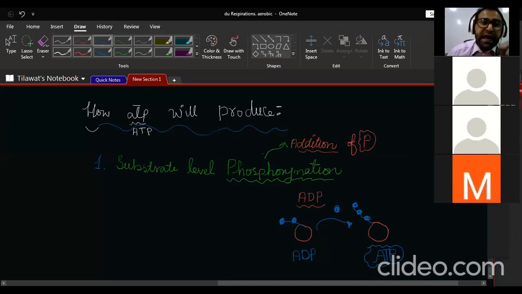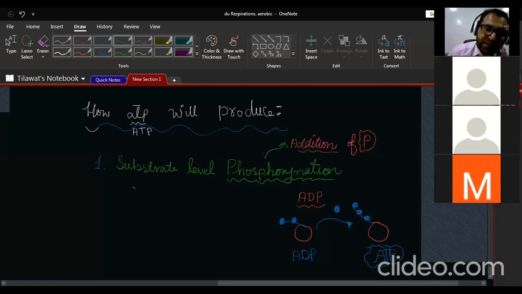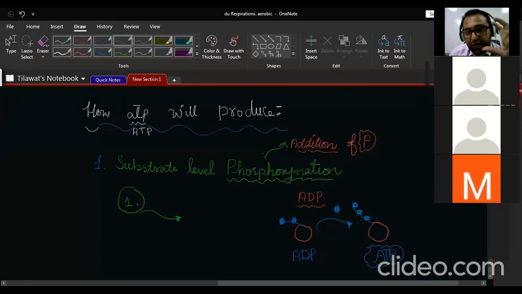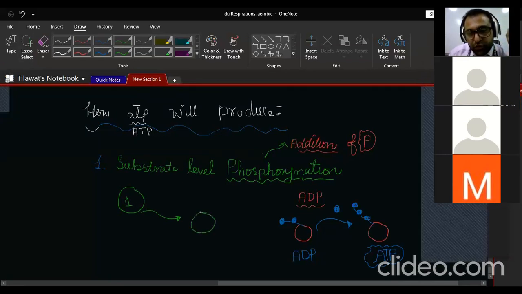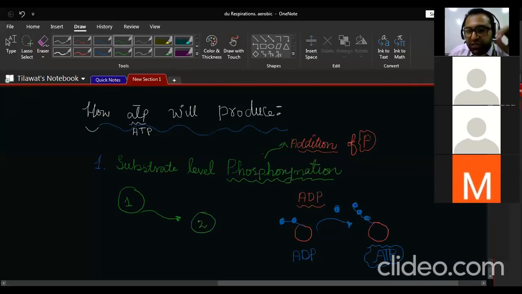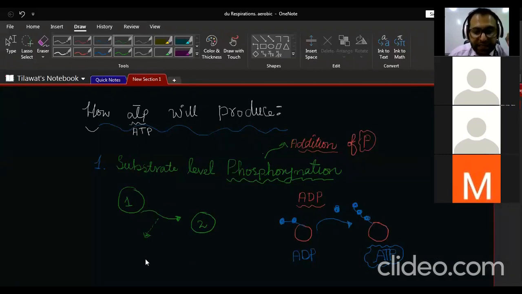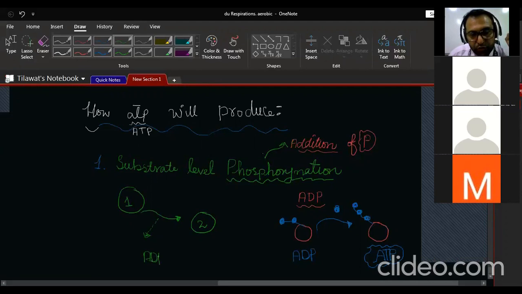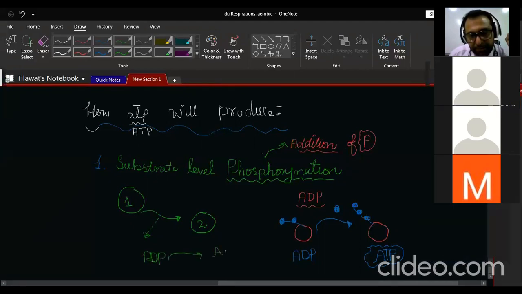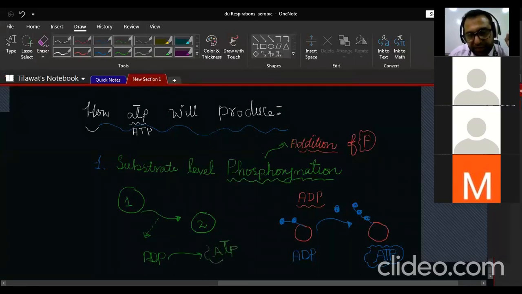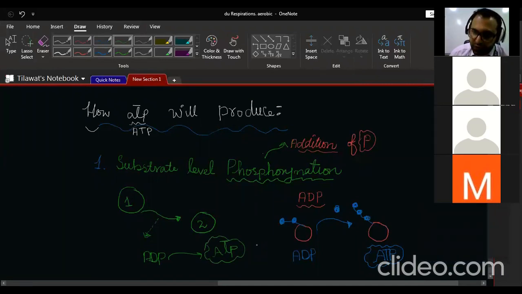substrate level phosphorylation. For example, this is substrate one. Within respiration there are many steps. When one intermediate molecule during respiration is converting from substrate one to substrate two, that produces enough energy, and by that energy the synthesis of a bond happens and ADP is converted into ATP. The ATP will directly form in this case. So this was substrate level phosphorylation.